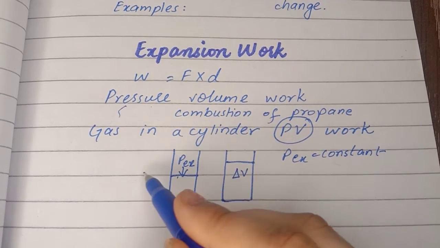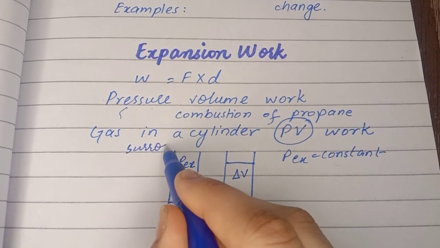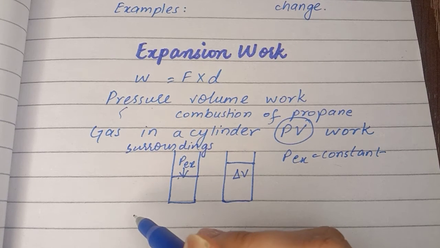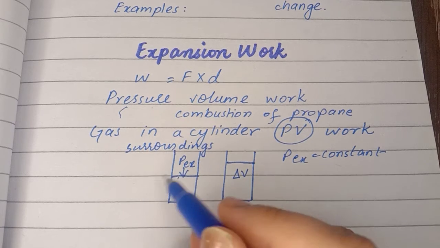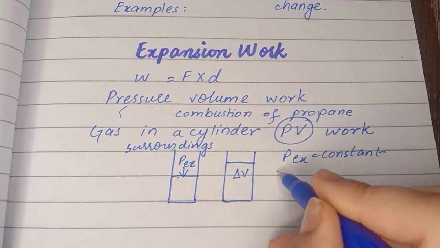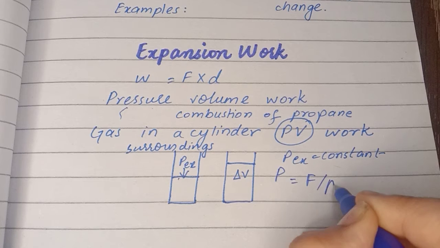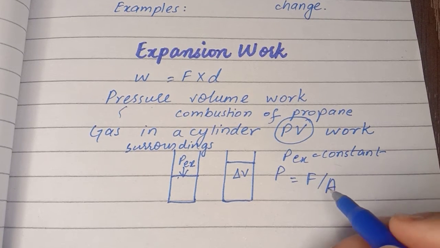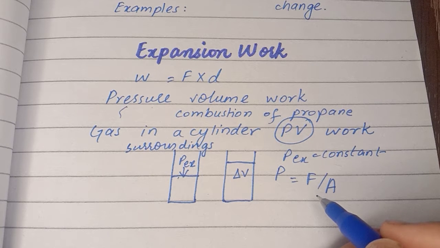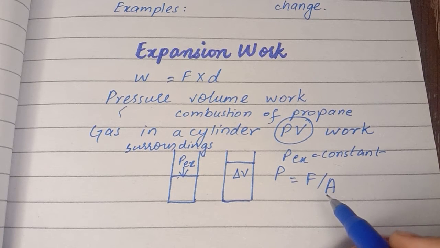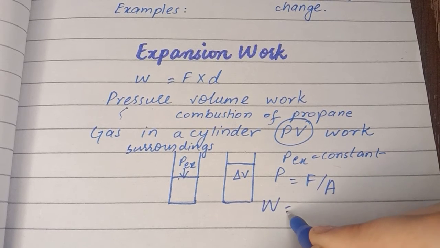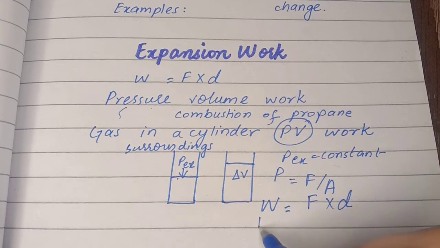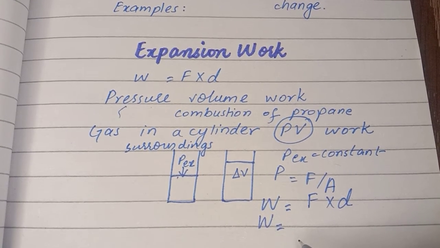So the work done by a system expanding against a constant pressure can be calculated, and this is known as work calculation. Therefore, the work done by the expanding gas will be P external into delta V. We will prove it through the formula. P is equal to F over A, as we know pressure is equal to the force applied on a certain area. Now work done is equal to the force multiplied by the distance covered.